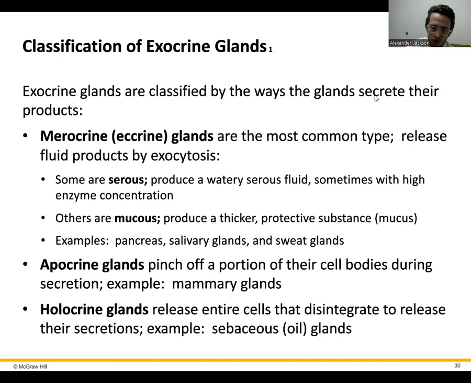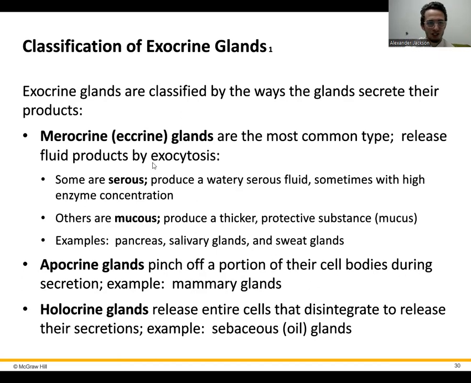There are three different types of glands. I really don't talk about this in my lectures. There's merocrine, apocrine, and holocrine. You can look at what they do. The most common are merocrine. They produce watery fluids, like sweat glands, salivary glands, those types of things. Apocrine glands are most common in mammary glands, so basically the milk glands, especially for females.